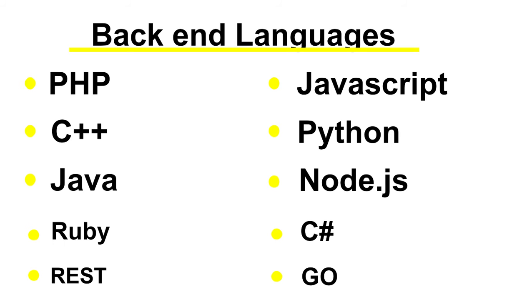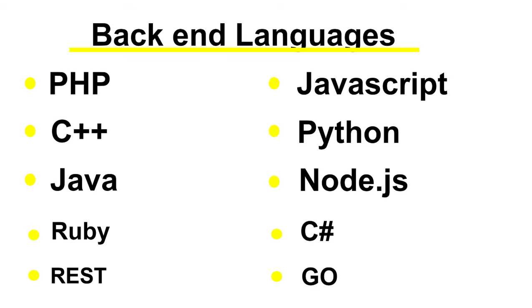Two, you must learn C++. Now, it's a general-purpose programming language and widely used nowadays for competitive programming. Then three, you must learn Java. Now, Java is one of the most popular and widely used programming languages and platforms. It is highly scalable. They are easily available.